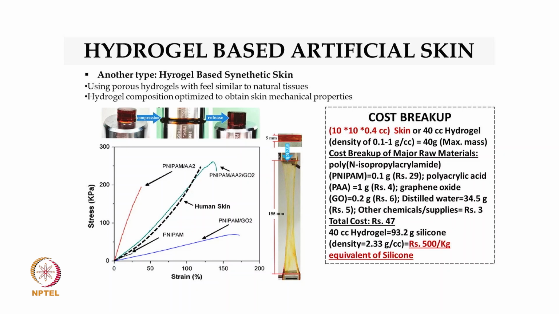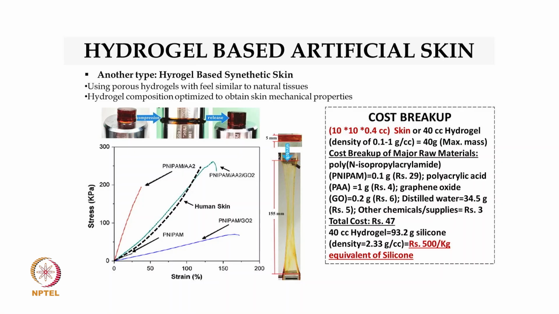So with this 40 cc of hydrogel, by comparing the densities, it was almost equivalent to 93.2 grams of silicone in terms of mass and volume, right? So in terms of mass specifically, with a density of silicone of 2.33 grams per cc, what we saw was the hydrogel will cost around rupees 500 per kg equivalent of silicone, which is not a lot, right, which is a reasonable amount.